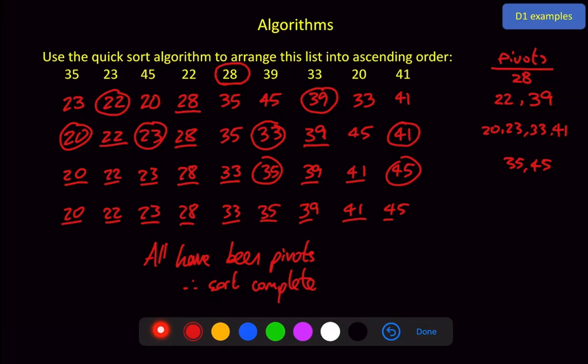I've done a little bit more than some of the mark schemes require here, but this will get you through the most picky of mark schemes. You've shown all of your pivots here. You've shown them here as well. You've underlined when they get fixed in place, and you've got a full sorted list where they've all been pivots, and also a sort complete statement.